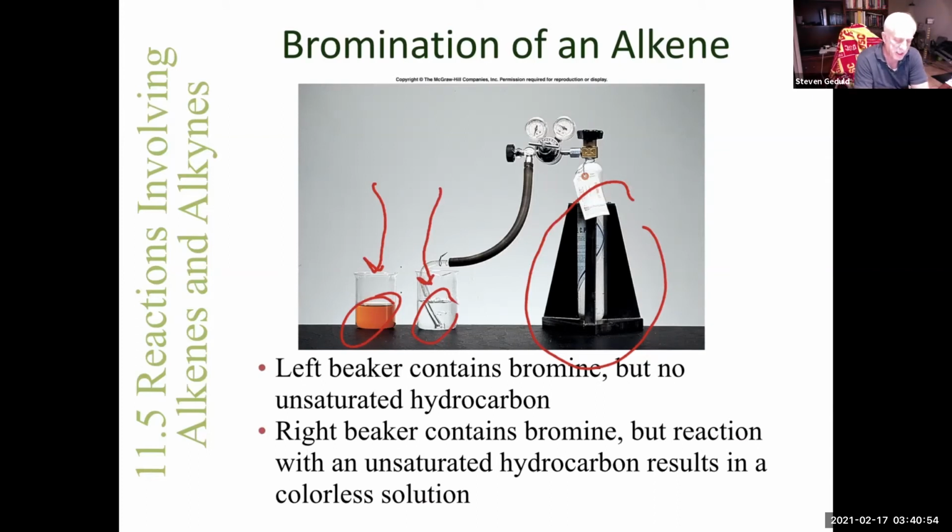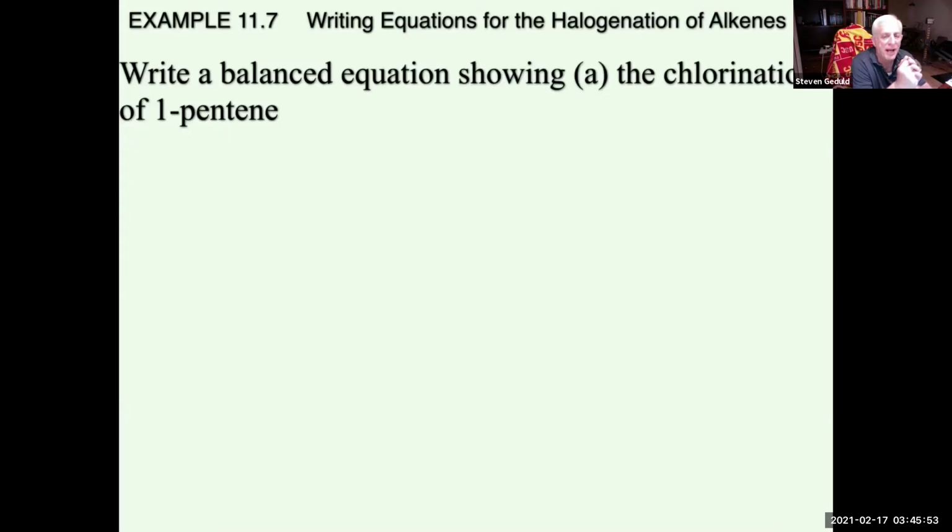So the left beaker contains bromine, but no unsaturated hydrocarbon. Okay? It means the hydrocarbon did not have a double or triple bond. The right beaker contains bromine, but it has an unsaturated hydrocarbon, okay? Which is colorless, which means it reacted to produce an alkane with bromine. Okay, an unsaturated hydrocarbon. That had to be to start with, because you had to have this one here, the clear one, had to have a double bond or triple bond for the bromine to attack, or else it would have stayed red also. Write a balanced equation showing the chlorination of 1-pentene.